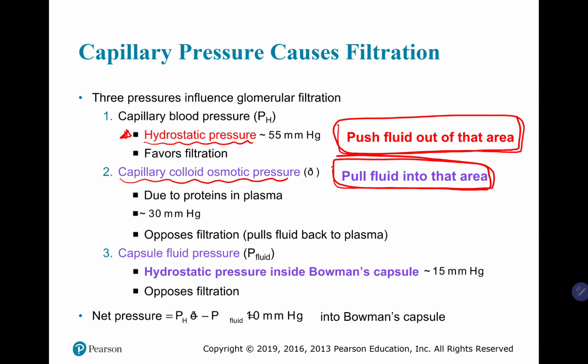And so this capillary colloid osmotic pressure is going to be due to proteins, right? Such as albumin, okay? And then another pressure that we have to consider is the capsule fluid pressure. This is the hydrostatic pressure inside the Bowman's capsule. And again, it's hydrostatic pressure, so it's pushing fluid out of that area. So it's pushing fluid out of the Bowman's capsule into the blood vessel, the glomerulus capillary. So that opposes filtration, right?